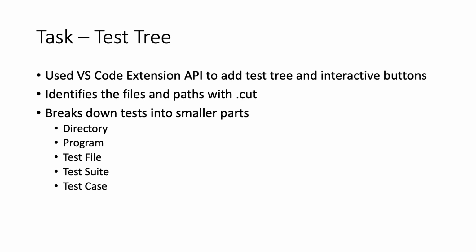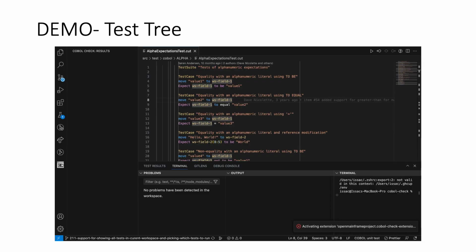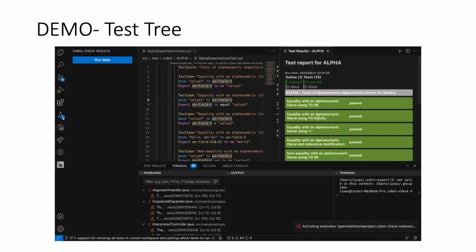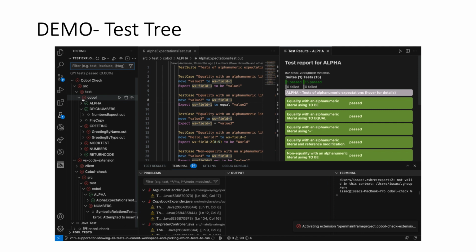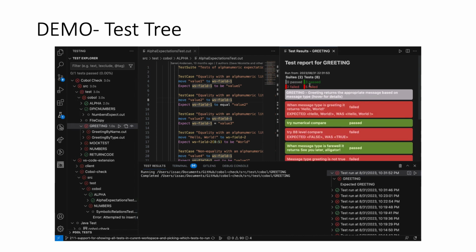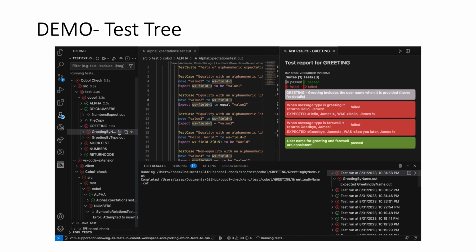So here we have a demo for you. Initially there's only a single button to test the program. And now when you click on the testing explorer, you can see all the files with .cut and the directories related to it. So you can run a program like greeting or alpha. Moreover, you can run the individual test file inside it.